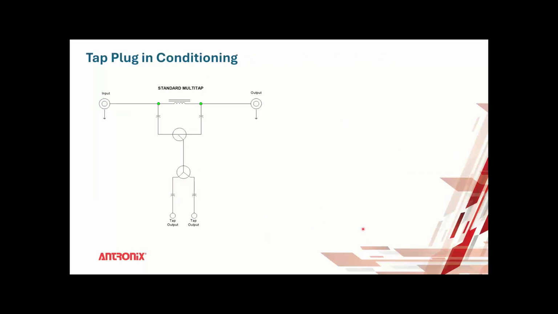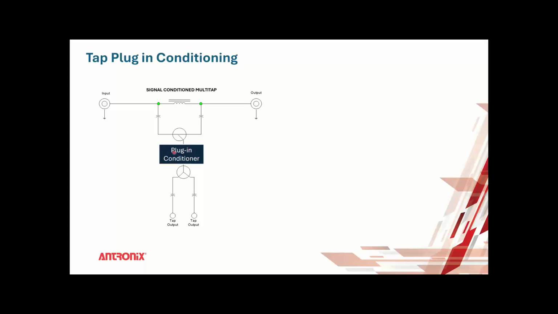The other type of conditioning and equalization you could do is tap conditioning. So this is a basic block diagram of a tap. You have the input, the output. The AC goes through what we call an inductor, a choke, and the RF goes down through this directional coupler to a two-way splitter. So this is a two-port tap. And we have a plug-in conditioner.